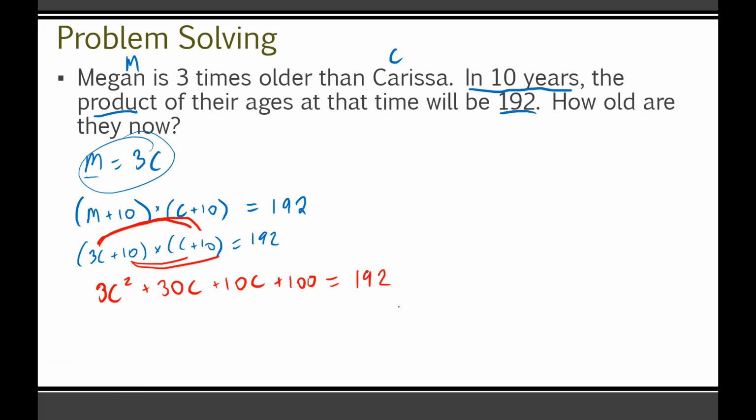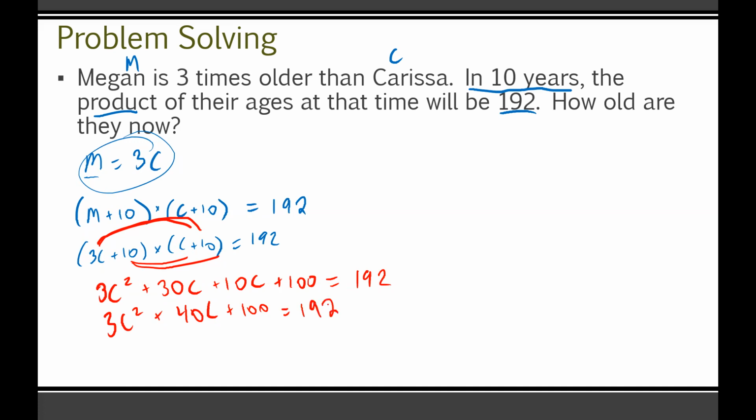Just to slow down here to show you what I did, basically, all I've done is I've recognized that Megan's age in 10 years times Carissa's age in 10 years is 192. Then I take the fact that Megan is 3 times Chris's age and I plug it in for M, so I don't have more than one variable. Now I multiply it through because I want something to look more like a standard form. If I clean this up by adding all of my variables together, this gives me 3C squared plus 30C plus 10C is 40C plus 100 equals 192.